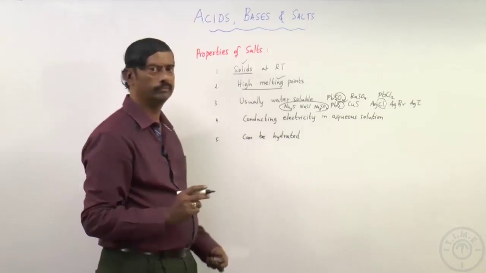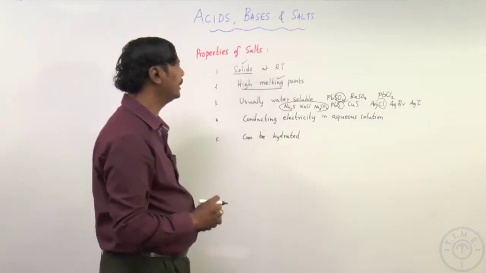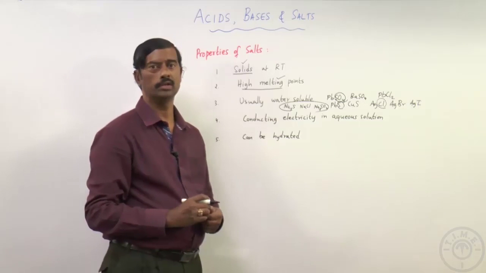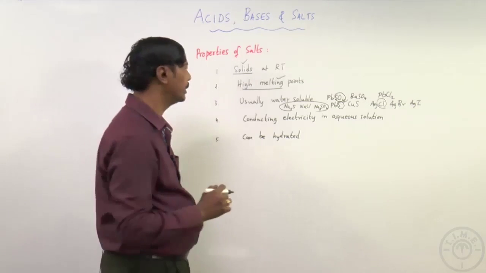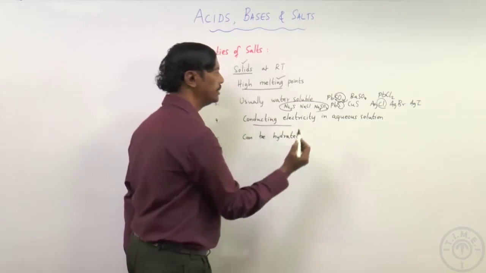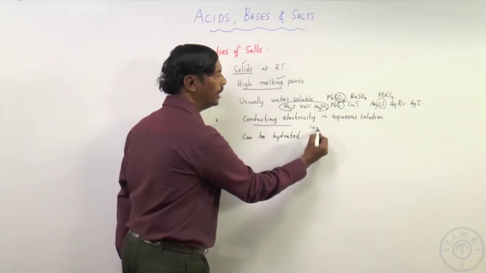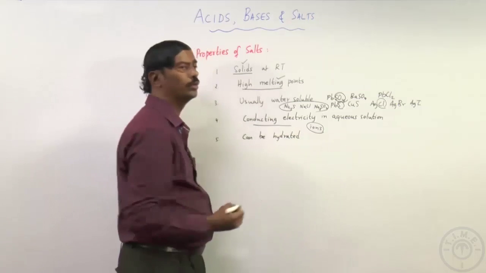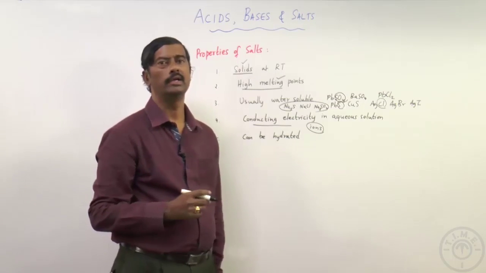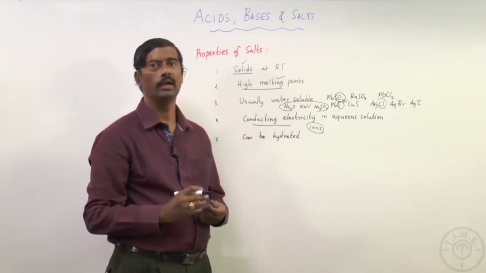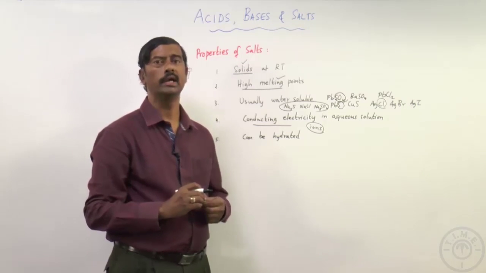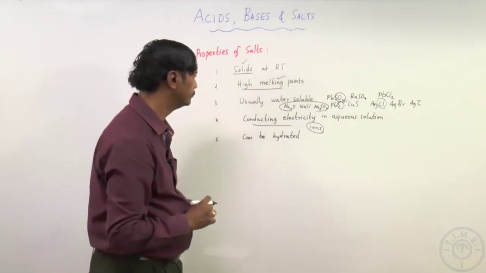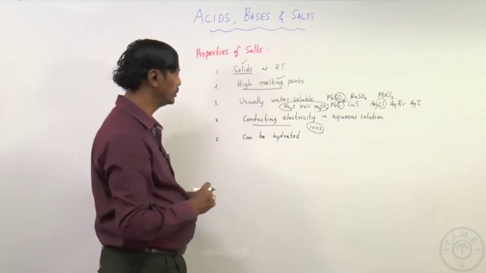Remaining, it is variable. Then conducting electricity, if the salt is dissolved, means has already dissolved in aqueous solution, then it is going to be conducting. It is conducting electricity because it gives out ions, and these ions are going to conduct the electricity. So ion movement happens in aqueous solution, and this is what is making it electrically conducting in the aqueous solution.